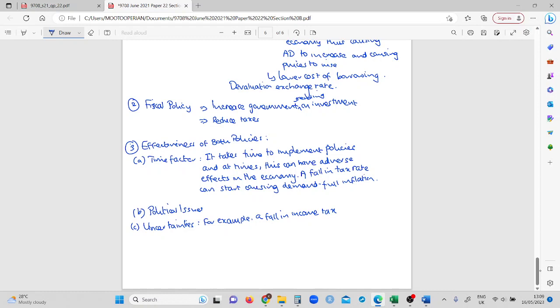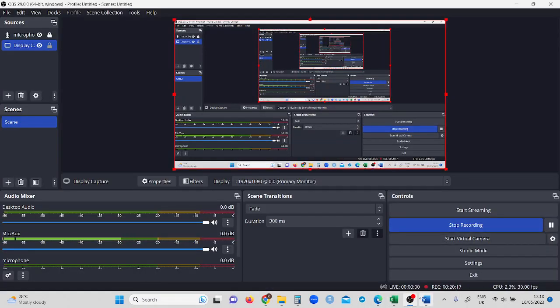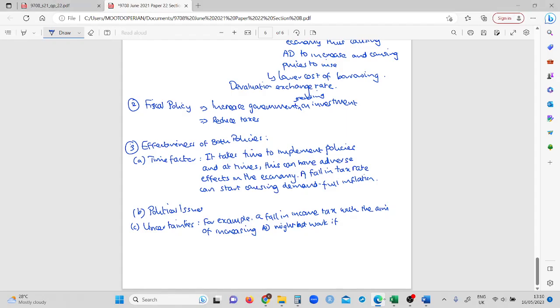with the aim of increasing aggregate demand might not work, especially if people are pessimistic about the future. So it depends on several factors also.